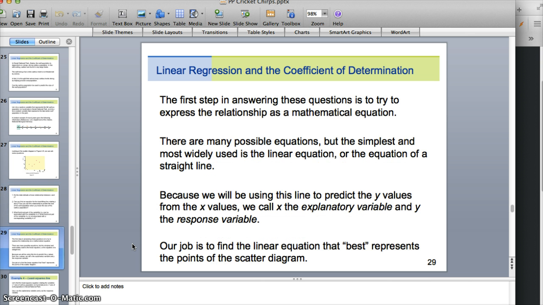The first step in answering those questions is to express the relationship as a mathematical equation. There are many possible equations, but the simplest and most widely used is the linear equation, or the equation of a straight line. Because we'll be using this line to predict the Y values from the X values, we call X the explanatory variable and Y the response variable. Our job is to find the linear equation that best represents the points of the scatter diagram.